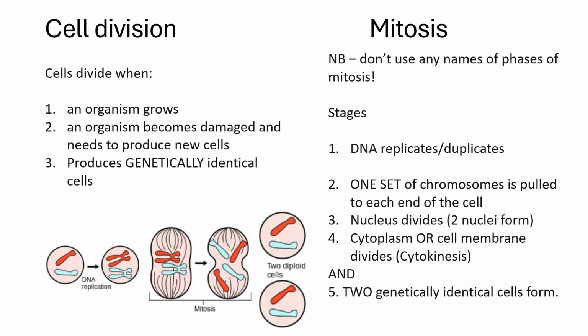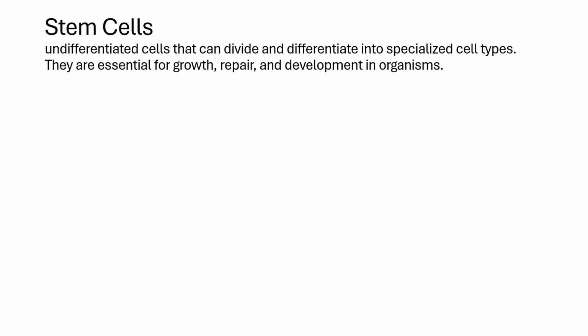So DNA replicates or duplicates. One set of chromosomes is pulled to each end of the cell. The nucleus divides, so two nuclei form. Cytoplasm or cell membrane divides, which is known as cytokinesis, and two genetically identical cells form.